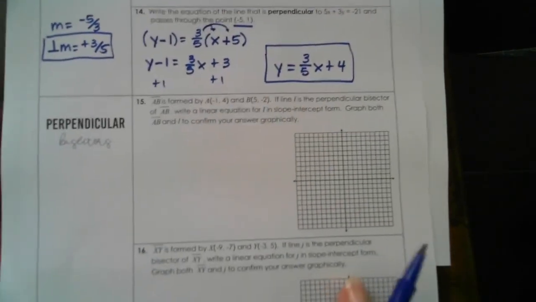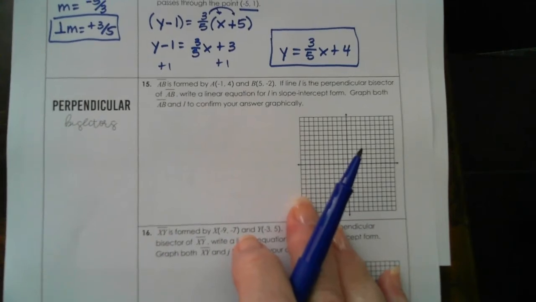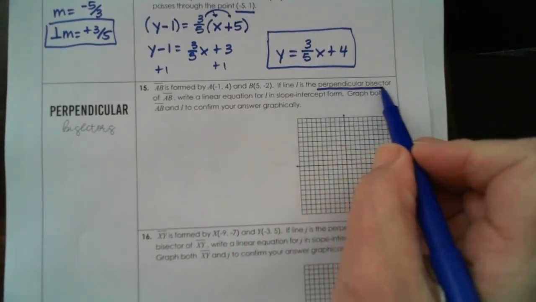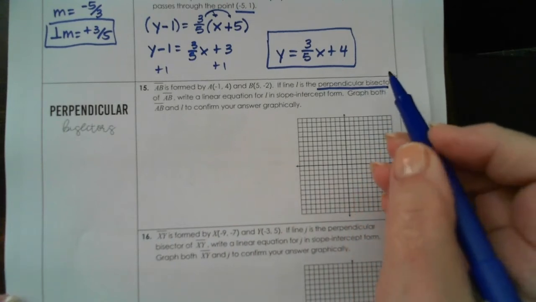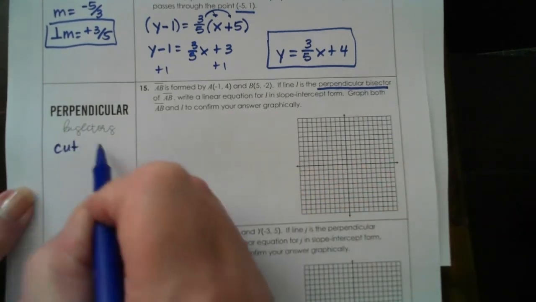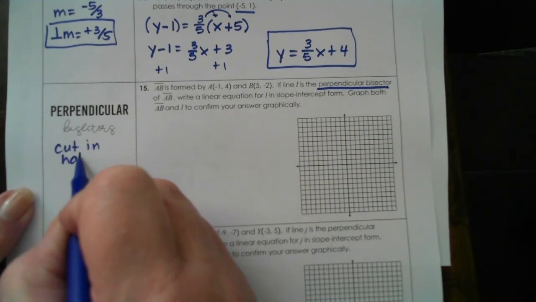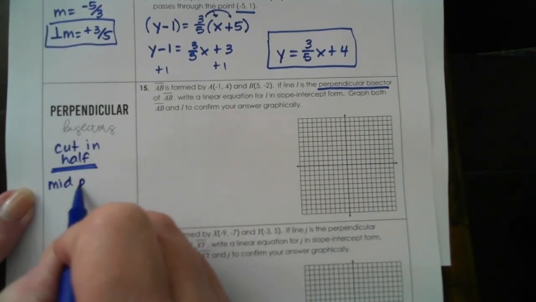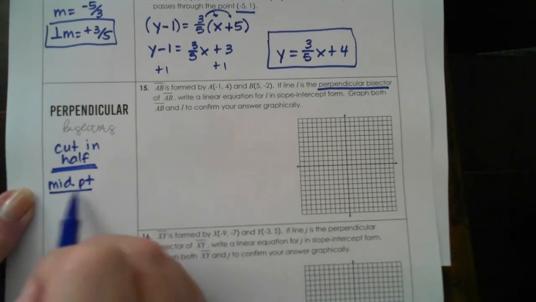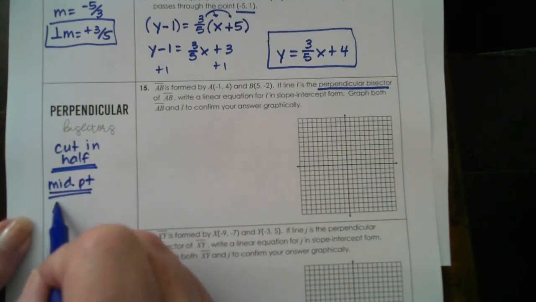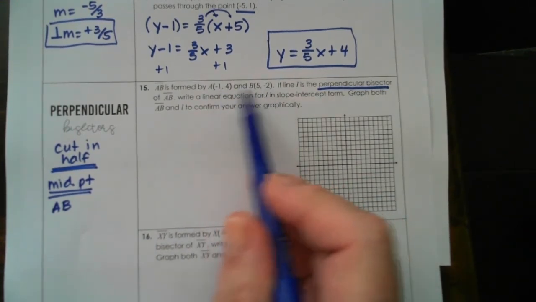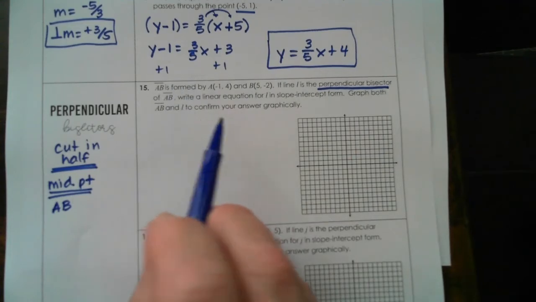The last part of our working together is doing a problem where we're going to find the equation of a perpendicular bisector. Now the perpendicular bisector cuts something in half, and so to cut in half would mean we need to find the midpoint. If we find the midpoint of AB, we'll have a point, and then we can find the slope of AB and find the perpendicular for that. And that's exactly what we're going to do.